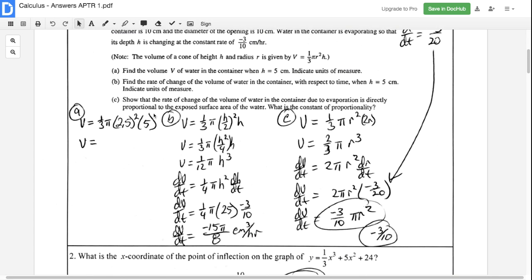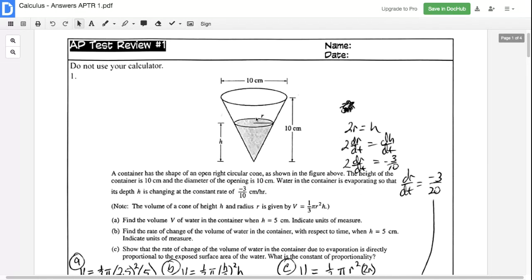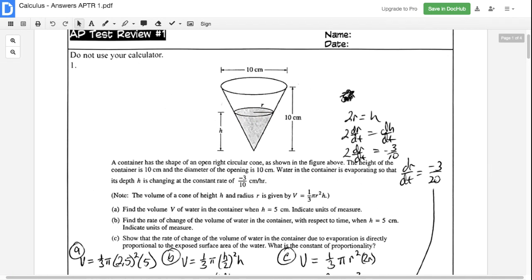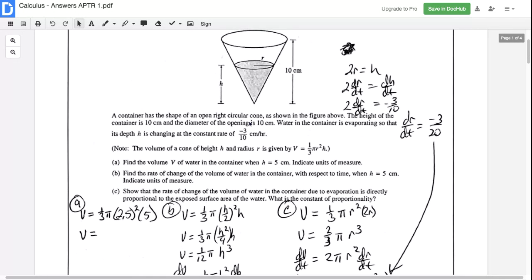Then part C says, show that the rate of change of volume of the water in the container due to evaporation is directly proportional to the exposed surface area of the water. What is the constant of proportionality? So surface area is going to be the top of this circle up here. That's just the area of a circle, which is pi r squared. So I need to manipulate this to end up with pi r squared, which means I need to go back to this.